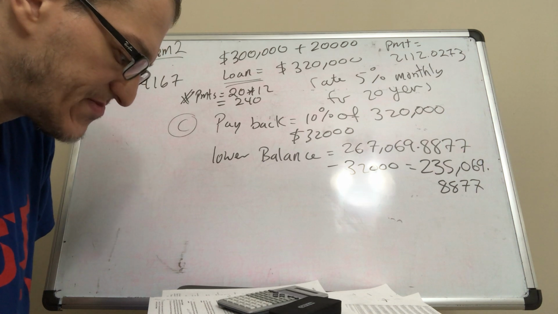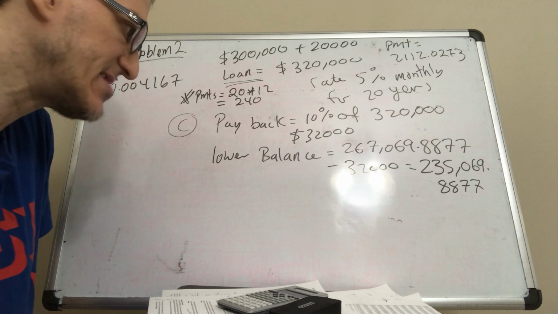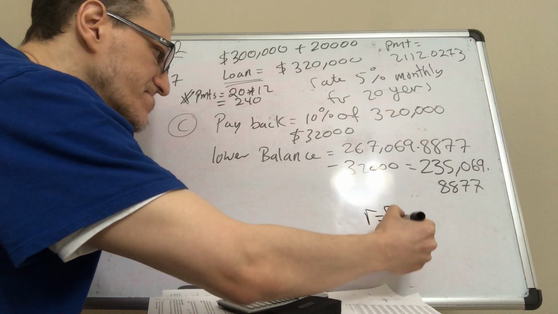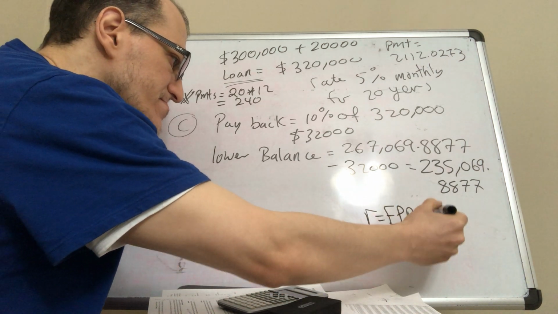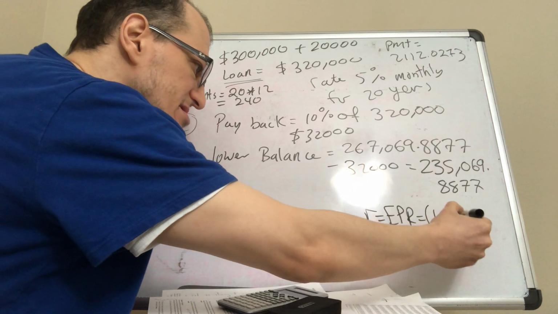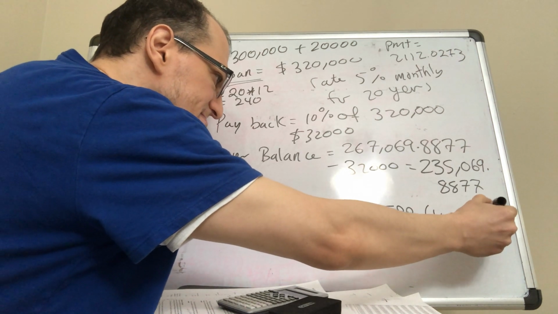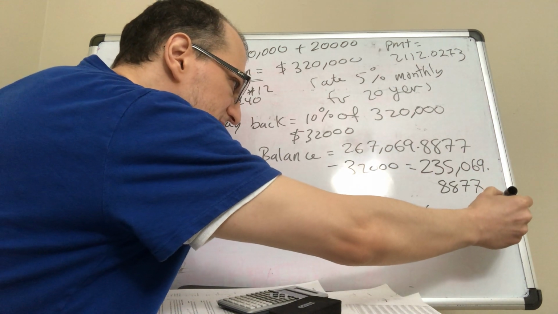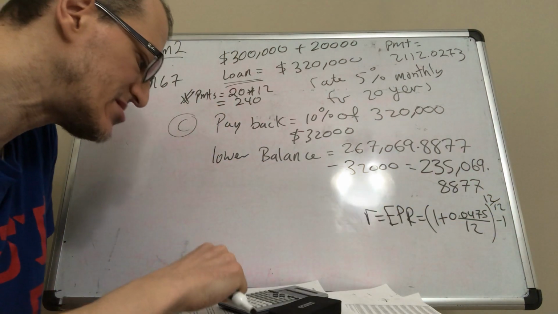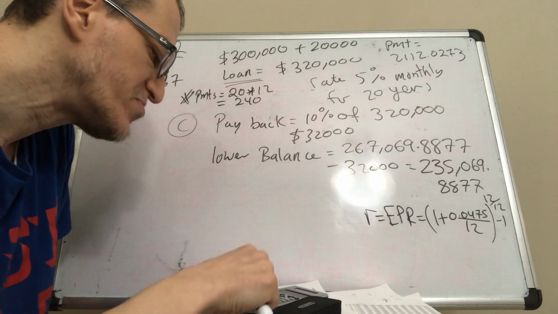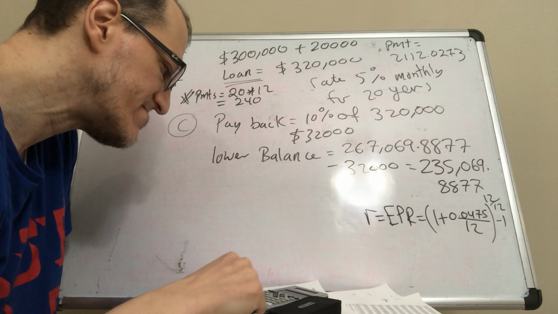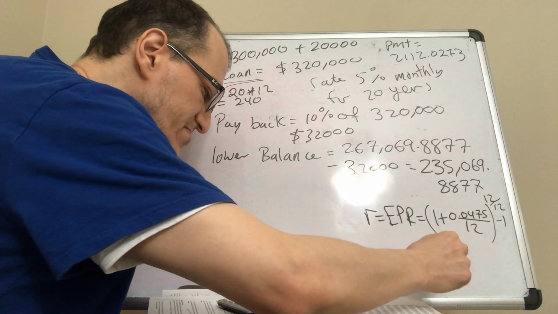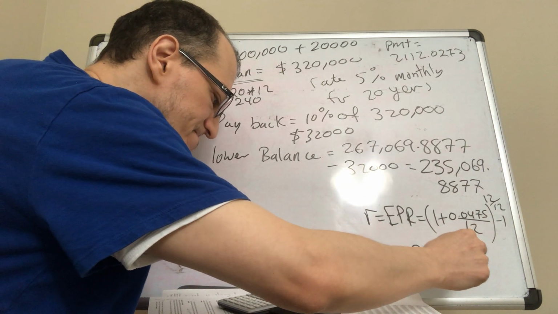And the interest is different. It's 4.75. So 1 plus the interest, the 4.75, still monthly, and still 12. So eventually, when you do the EPR for this, it would be 0.003958.